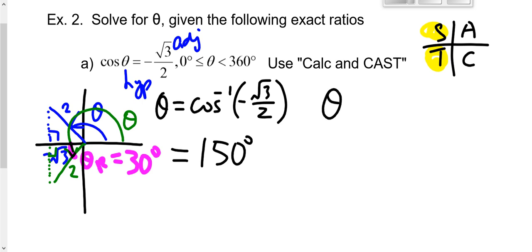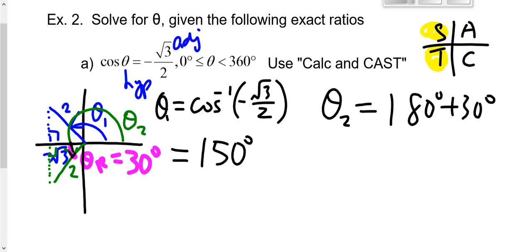If you don't want to confuse yourself, let's jot this down. There's nothing wrong if you keep the same, but if you are getting confused, let's do theta 1, theta 2. First angle, second angle. If you want to leave that as theta, that's absolutely fine. So theta 2, this one here, is 180 degrees plus 30 degrees. So that gives you 210 degrees.